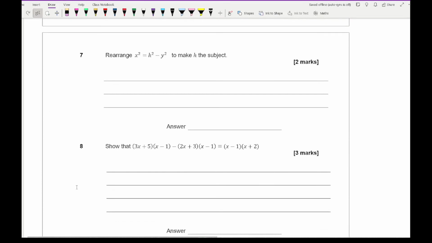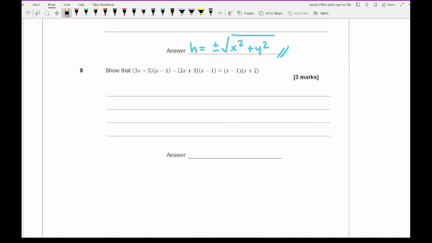Moving on to question 7, it says rearrange x squared equals h squared minus y squared to make h the subject. So what we want to do is take the y squared over to the side, so we get x squared plus y squared equals h squared, and then we just simply square root. So h equals plus or minus the square root of x squared plus y squared, and there is my final answer.